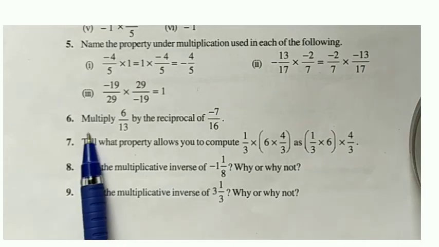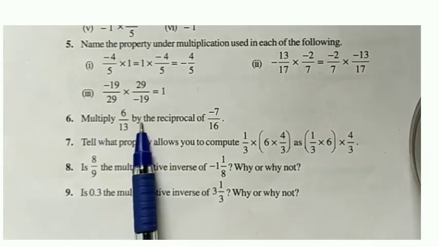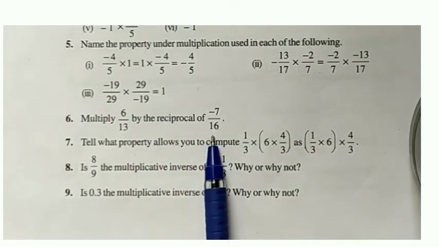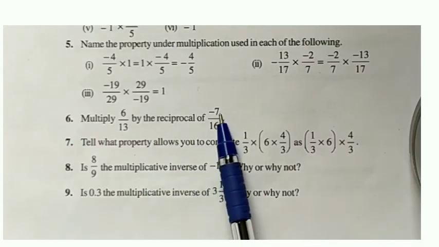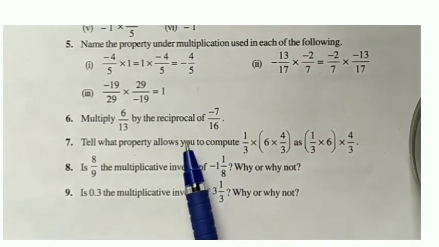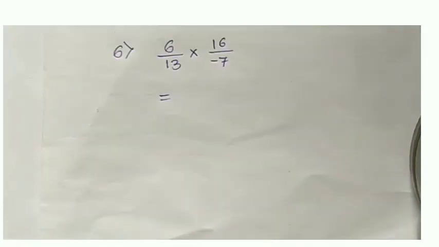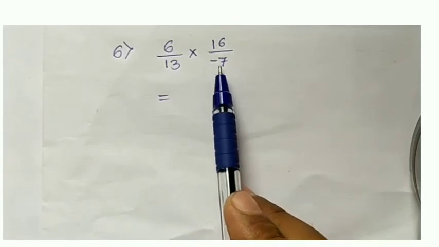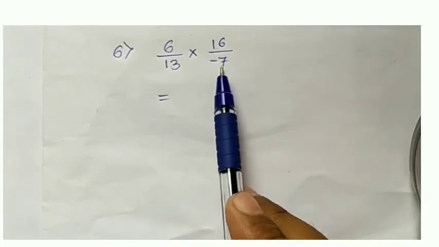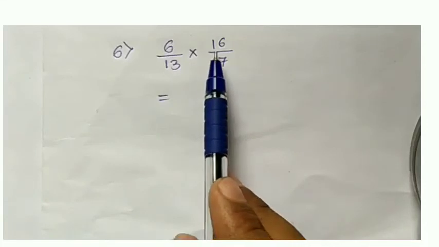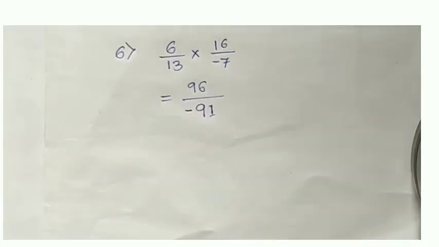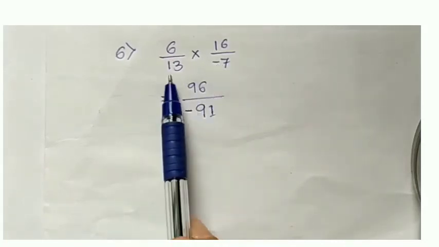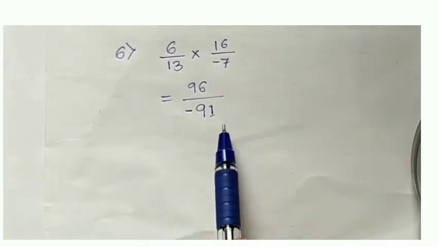Now in the sixth question, multiply 6 by 13 by the reciprocal of minus 7 by 16. So it means you have to first take the reciprocal of minus 7 by 16. Let's do the calculation. Here after taking the reciprocal of the second term, minus 7 by 16 becomes 16 by minus 7. Now you multiply it directly. 16 sixes are 96, and minus 7 into 13 we will get minus 91. This is our answer.